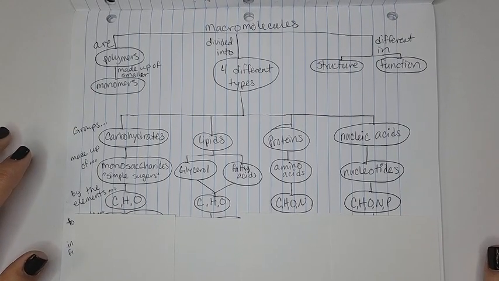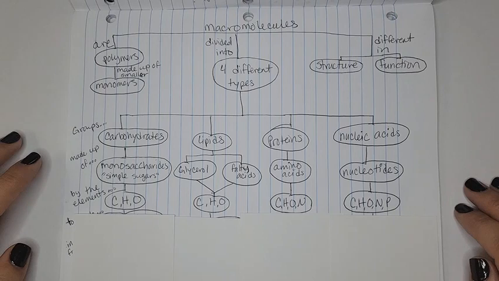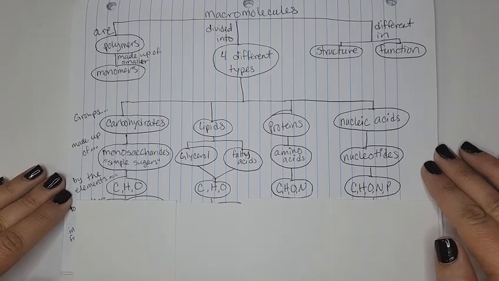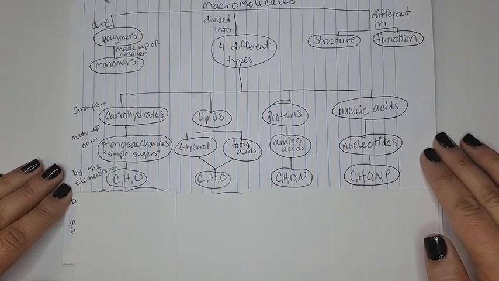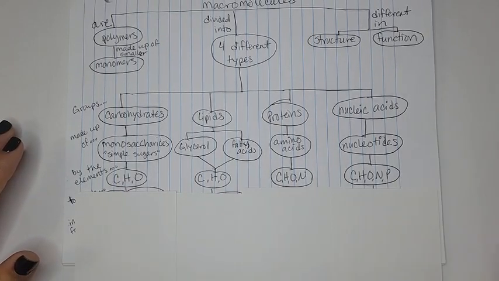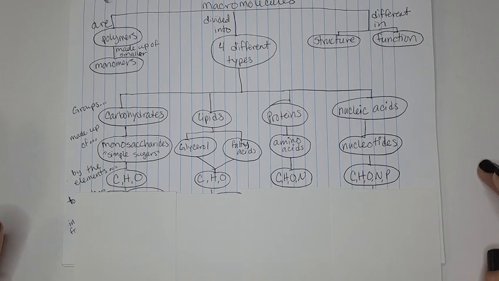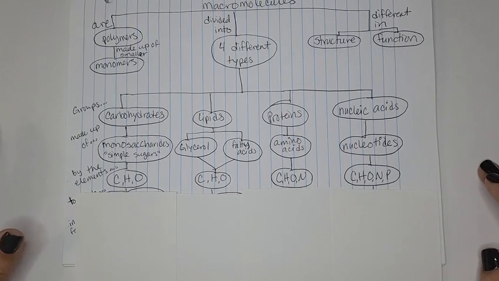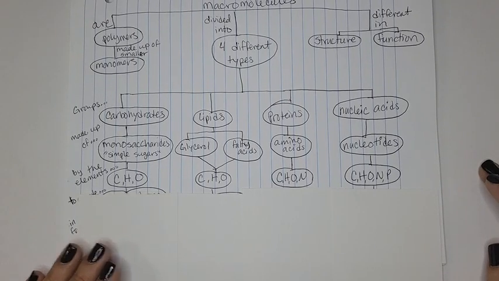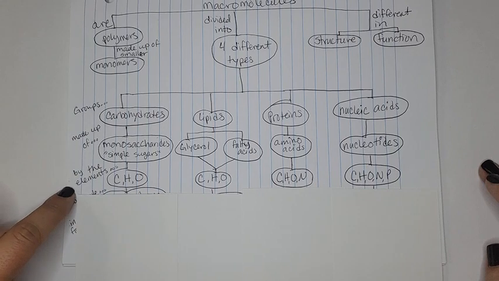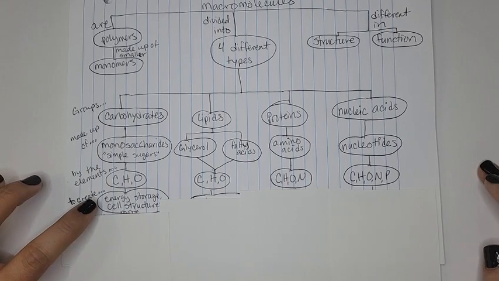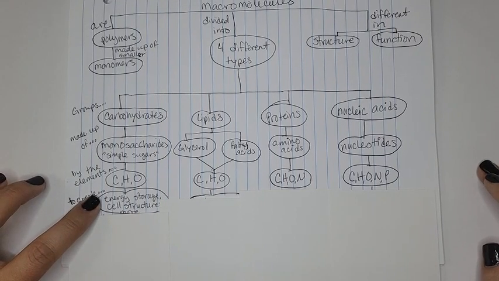So going back to what is an organic molecule? But what do these even do for us? So macromolecules are different in structure and function. Well, they have some different elements, so we can say that those are probably going to be built a little bit different. But function, what do they do? Well, carbohydrates are made up of monosaccharides by the elements carbon, hydrogen, oxygen to create cellular structures and energy storage, along with a lot more.